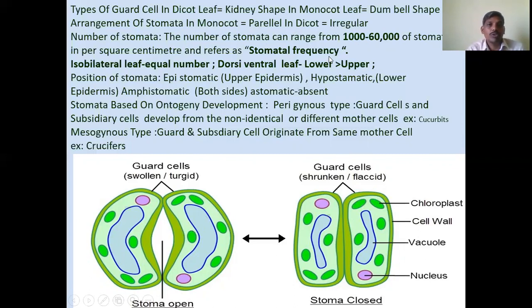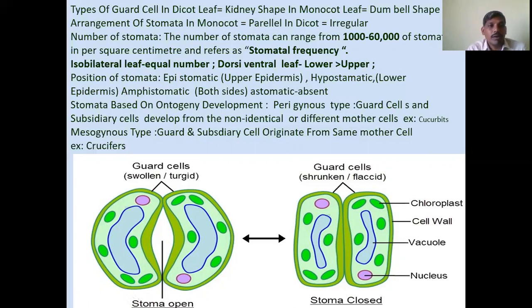So what is meant by stomatal frequency? The number of stomata present per square centimeter or per unit area is referred to as stomatal frequency. The number of stomata also varies from one species to another, and the occurrence of the stomata also differs in both epidermises.